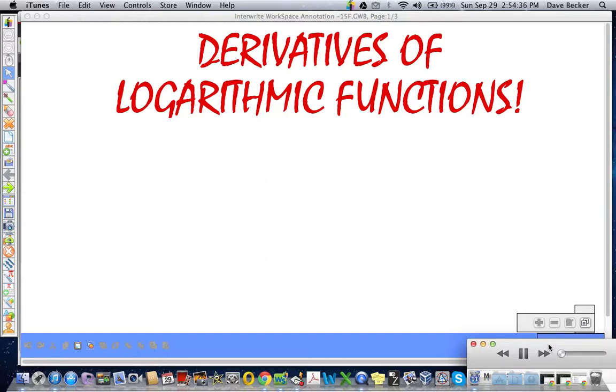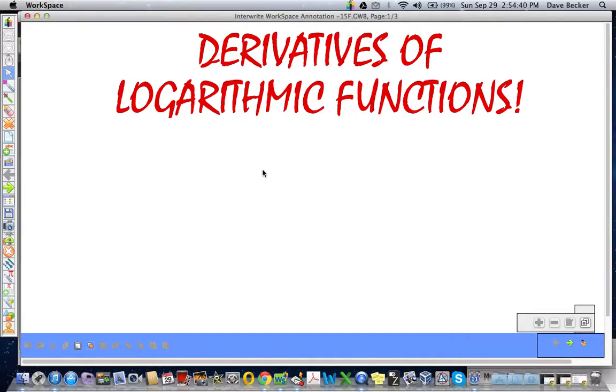We are talking about derivatives of logarithmic functions, and we cannot forget all the small things. No, we cannot. So we are going to do a little bit of an exploration to start a discussion on the derivatives of logarithmic functions.